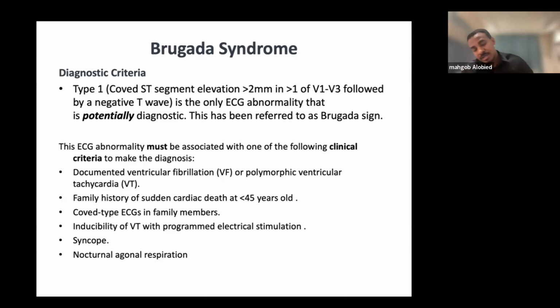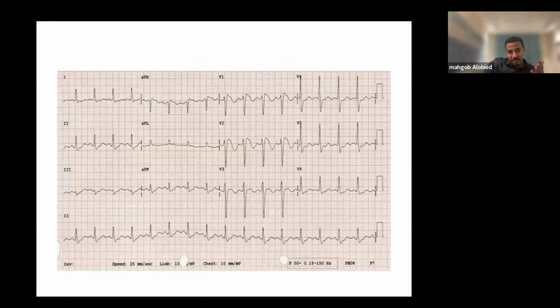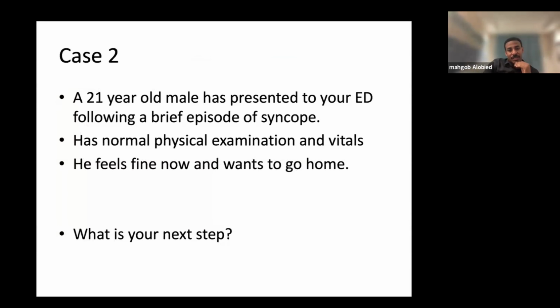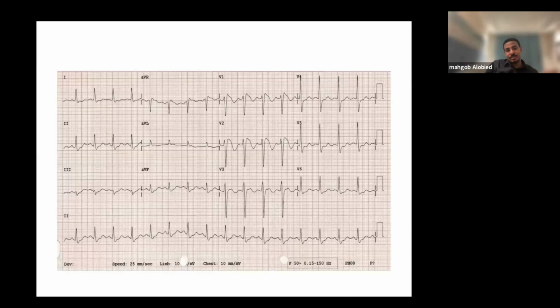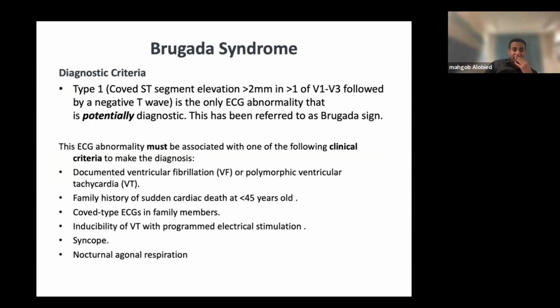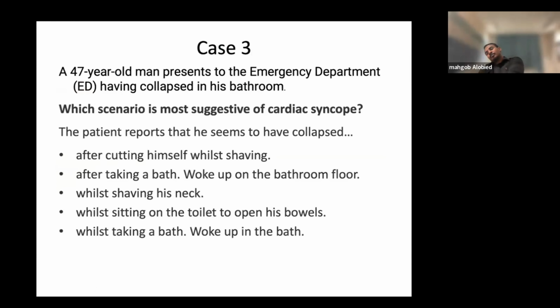Also nocturnal agonal respiration. So here, this is Brugada syndrome, because the patient had typical type 1 and had syncope. So typical type 1 and syncope, this is Brugada syndrome, and here you have to follow up. Definitely high risk, definitely you need to admit the patient with cardiology. Okay, so let's go to case number 3.